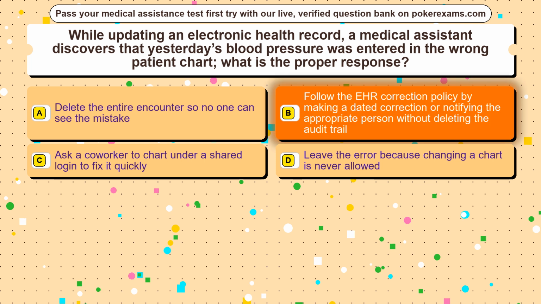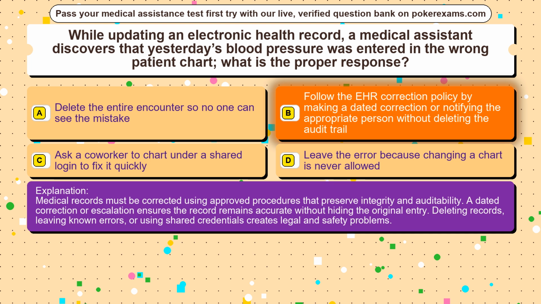The correct answer is option B, follow the error correction policy by making a dated correction or notifying the appropriate person without deleting the audit trail. Medical records must be corrected using approved procedures that preserve integrity and auditability. A dated correction or escalation ensures the record remains accurate without hiding the original entry. Deleting records, leaving known errors, or using shared credentials creates legal and safety problems.